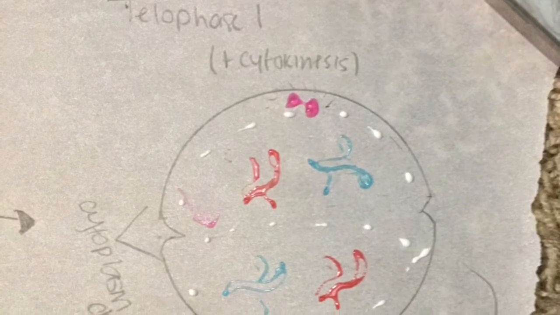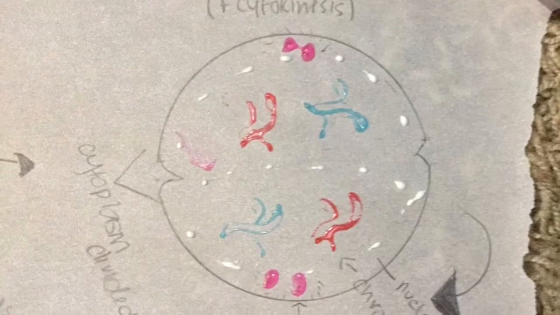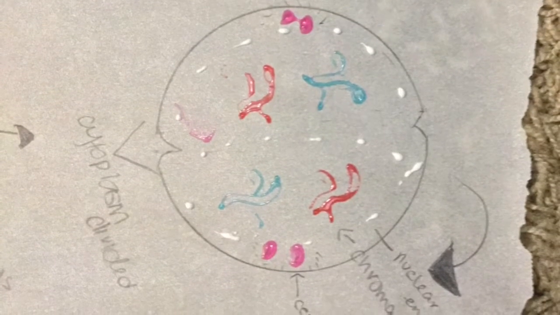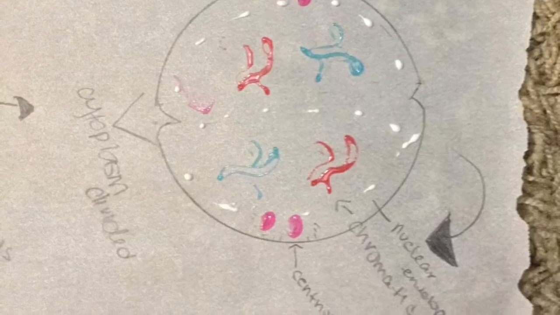Telophase I, the final stage of meiosis I. During this stage, the chromosomes are at opposite poles of the cell. Cytokinesis typically occurs at the same time as telophase I, forming two haploid daughter cells.